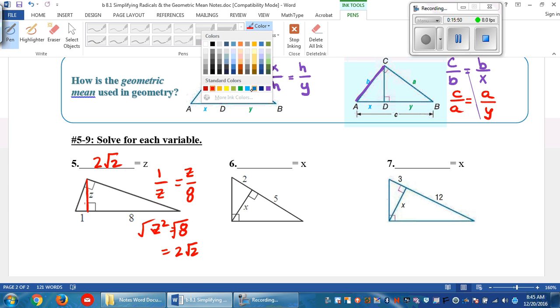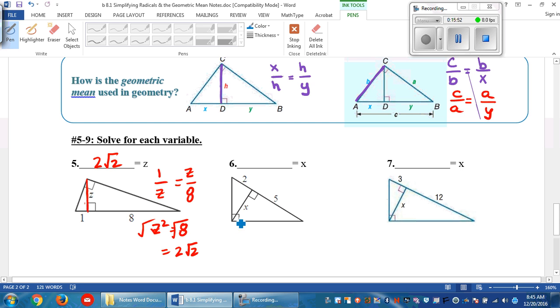Okay. Look again. Oh, x is the shared side between what two triangles? The one on the left, which is a base of 2, and the one on the right, which is a base of 5. So x is my geometric means between the 2 and the 5. So x squared is equal to 10 when I cross multiply. Root it. And x equals root 10.